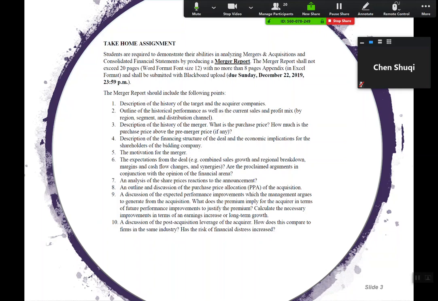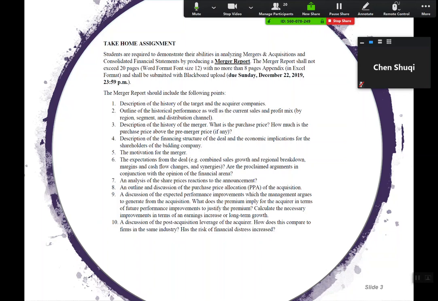Then I would like you to dive into the description of the history of the merger. So what is the purchase price? What was the share price before the merger? Things like that, as well as the timeline. So when did, for example, the media report about rumors that the two companies are going to merge? When was the official announcement date? When was the merger finally confirmed? I would like you to present a timeline of the things that happened.